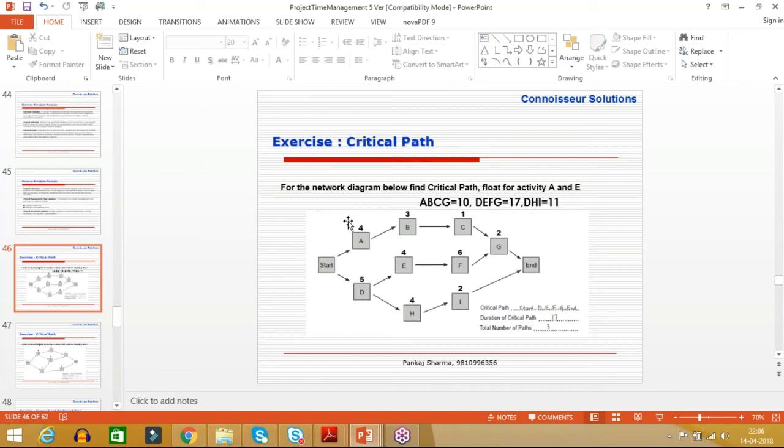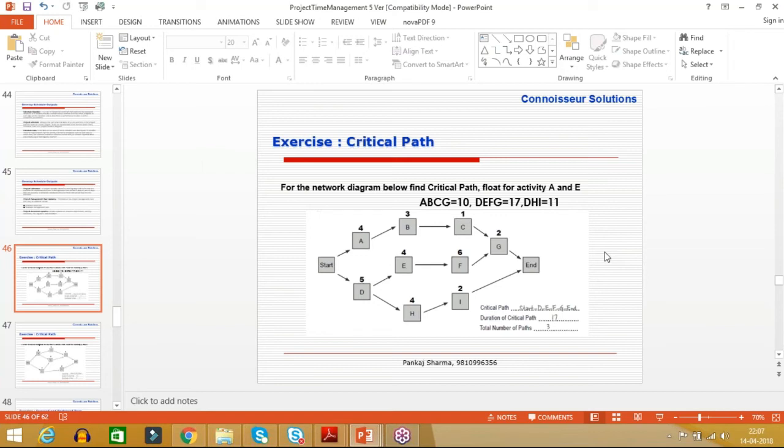If A or B or C is delayed by 7 days, the project can still complete in 17 days. True or false? You can check yourself. True. They don't fall on the critical path. Imagine A is delayed by 7 days: 11, 3, 14, 15, 17, still the project can be done in 17 days. Let's assume B is delayed by 7 days: 4 plus 10, 14, 15 and 17, still the project can be done in 17 days.